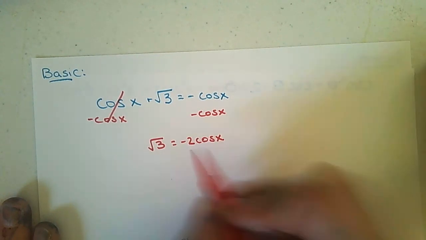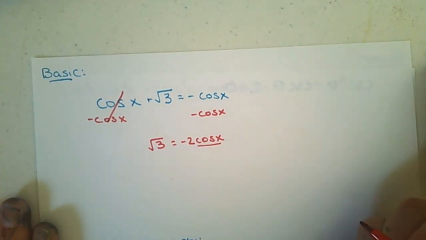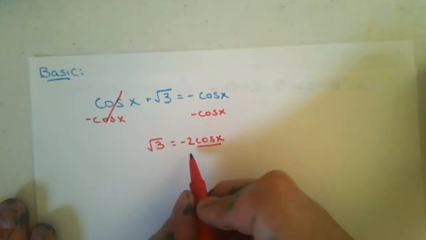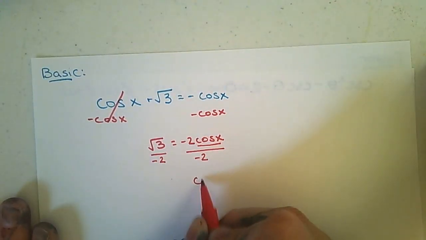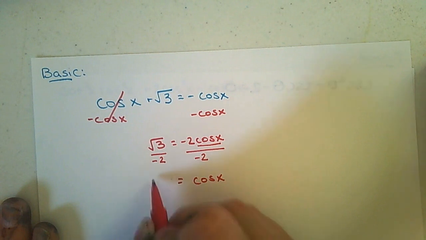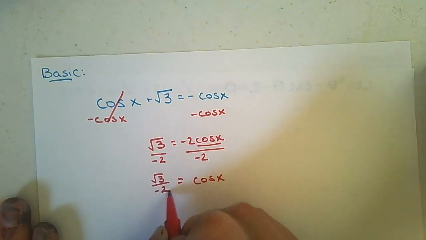And now we want to go ahead and get our cosine totally by itself. So what I'm going to do is divide both sides by -2. So we're going to end up with cosine equals the square root of 3 over -2.